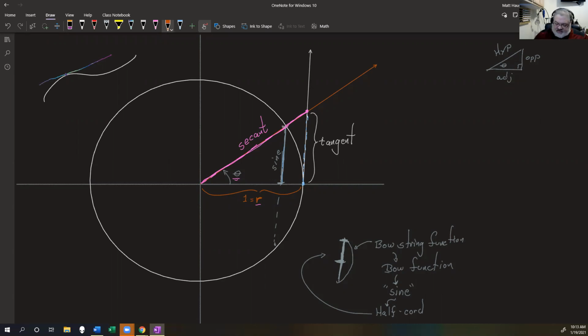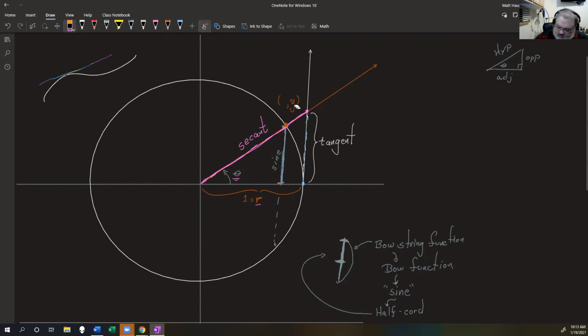So let's imagine for a minute that that radius is equal to 1. If that radius is equal to 1, then this sine value, if we consider this to be an xy coordinate system, that sine value is the y value of that coordinate.